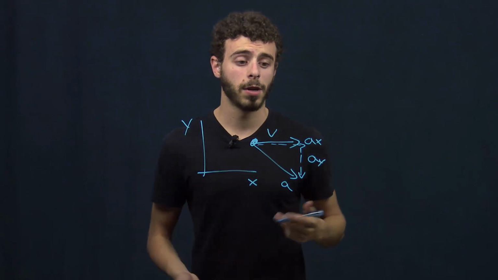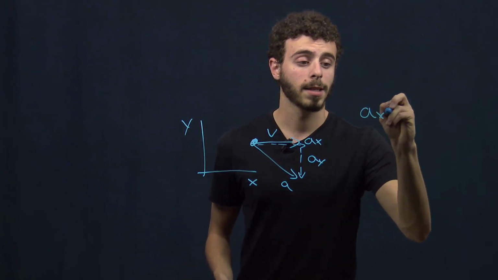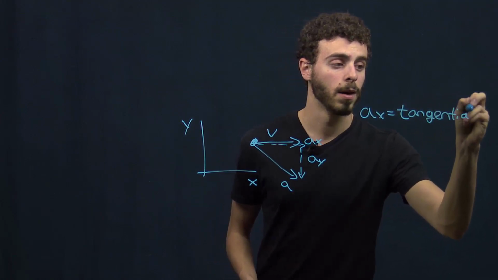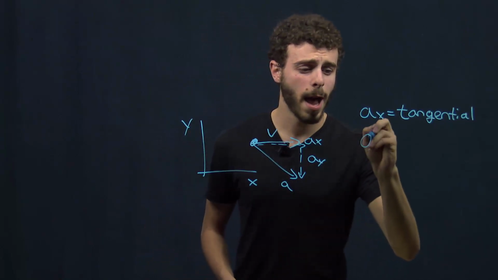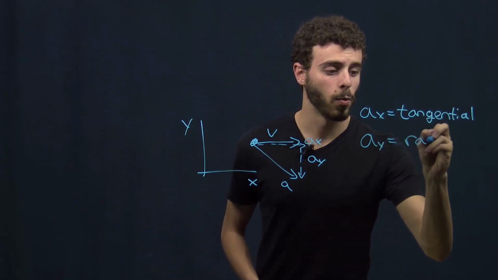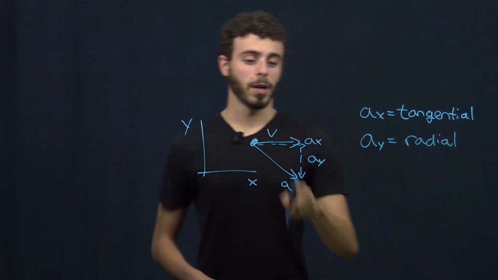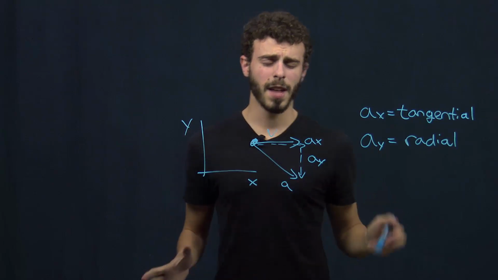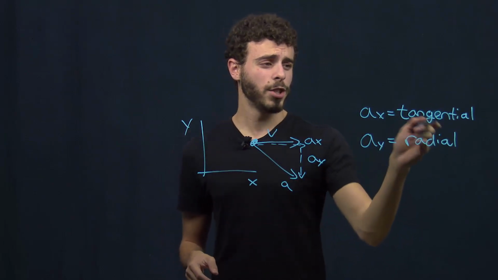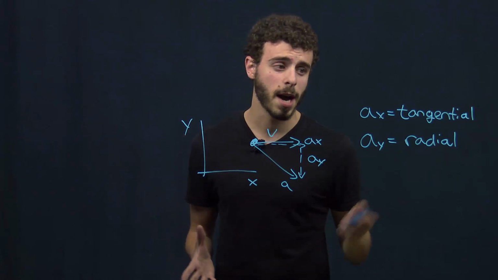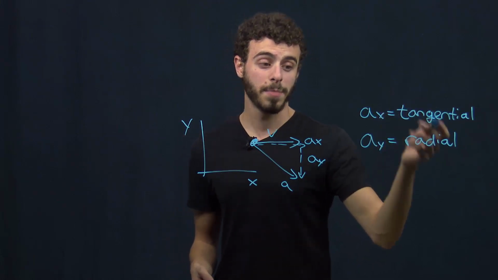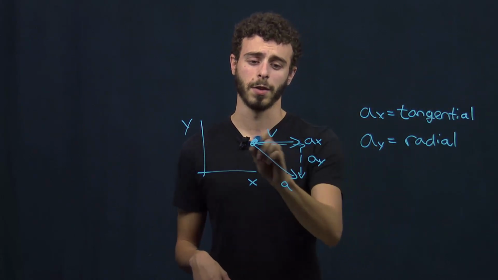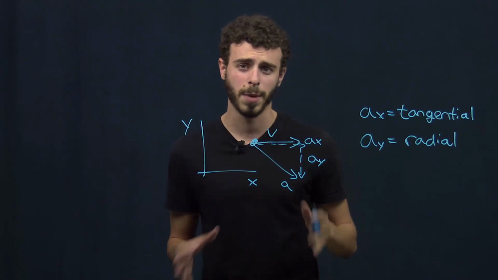In terms of terminology, we call ax the tangential acceleration, and ay is going to be our radial acceleration. So we're going to split each acceleration into a tangential component and a radial component. Keeping in mind what these do, the tangential component acts like a lot of things we've seen before: it will speed up or slow down the velocity. That's really all the tangential component works to do. It makes the magnitude of this velocity bigger or smaller.